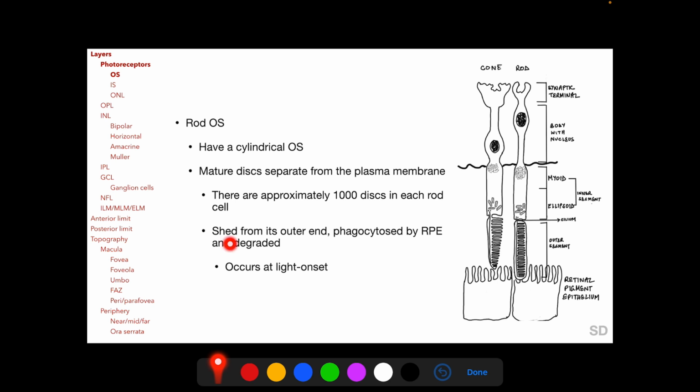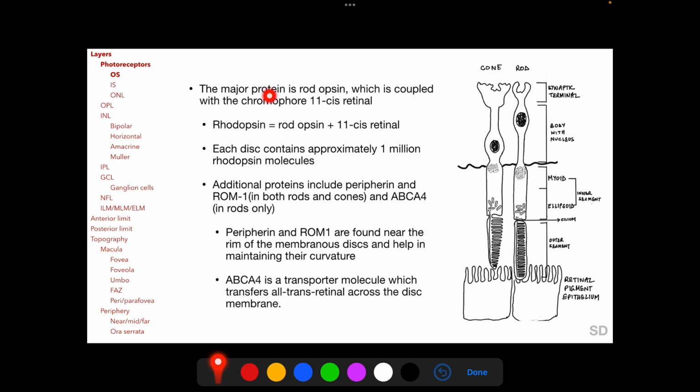Shedding of discs from rod outer segments occurs at light onset when rods are no longer required for visual function. The major protein in the rod membranes is rod opsin, which is coupled with the chromophore 11-cis retinal, and this molecule together is called rhodopsin. There are about 1000 discs in a rod outer segment, and each disc contains approximately 1 million rhodopsin molecules.